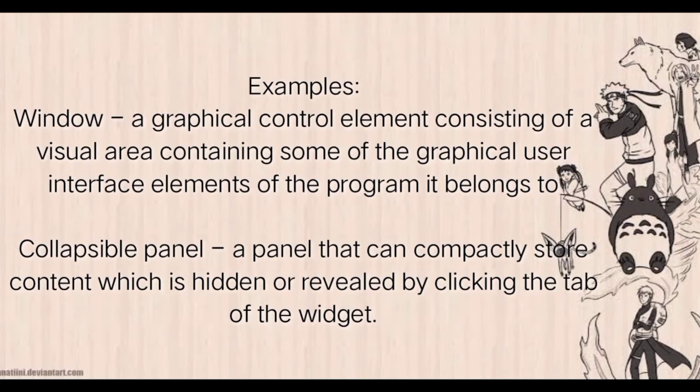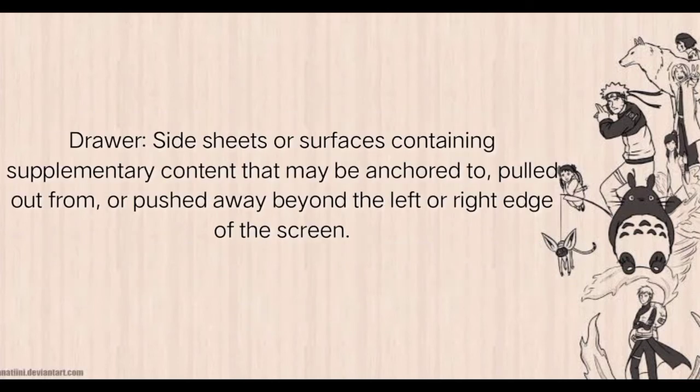Examples: window, a graphical control element consisting of a visual area containing some of the graphical user interface elements of the program it belongs to. Collapsible panel: a panel that can compactly store content which is hidden or revealed by clicking the tab of the widget. Drawer: side sheets or surfaces containing supplementary content that may be anchored to, pull out from, or push away beyond the left or right edge of the screen.